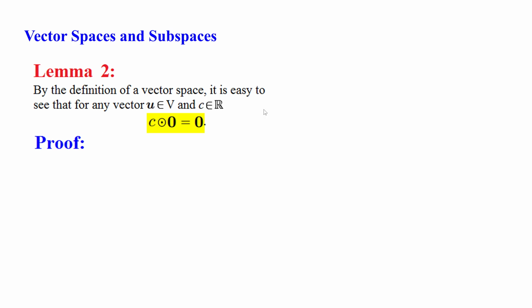We just proved that. Let's look at kind of the opposite. What if I took any number like 2 and multiplied it by the 0 vector? That should give us, again, the 0 vector. So let's look at that. Simple. There are, again, many ways to do it. I'm just using one possible method to illustrate the lemma.